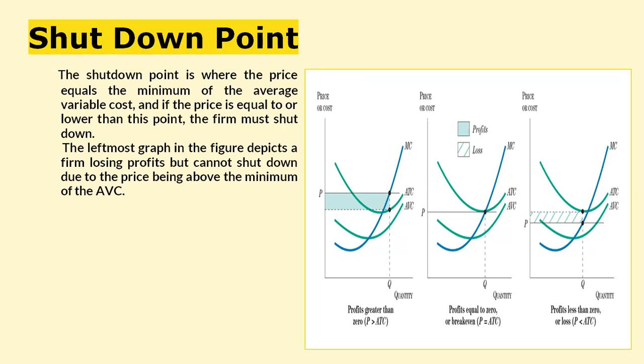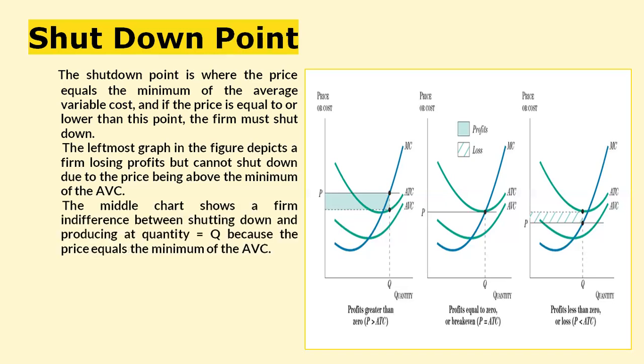The leftmost graph in the figure depicts a firm losing profits but that cannot shut down due to the price being above the minimum of the average variable cost. The middle chart shows a firm indifferent between shutting down and producing at quantity Q because the price equals the minimum of the average variable cost.